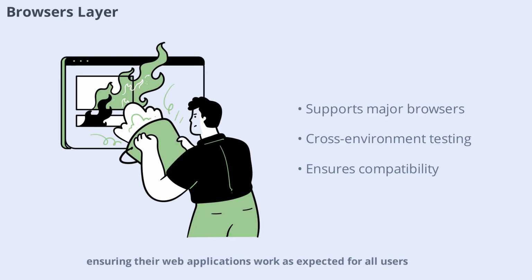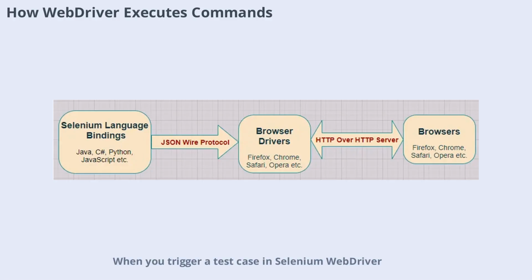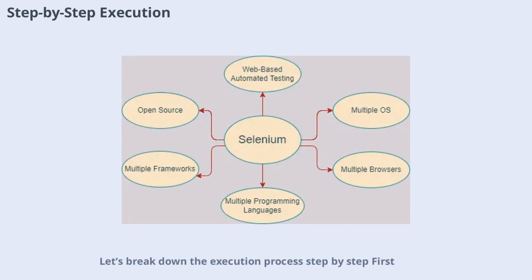When you trigger a test case in Selenium WebDriver, the process begins with your code in the client library. The commands are converted into JSON format using the JSON wire protocol and sent as HTTP requests to the browser driver. The driver then performs the requested actions in the browser. After execution, the results are sent back through the same path, ultimately reporting success, failure, or errors to your development environment. Let's break down the execution process step by step.